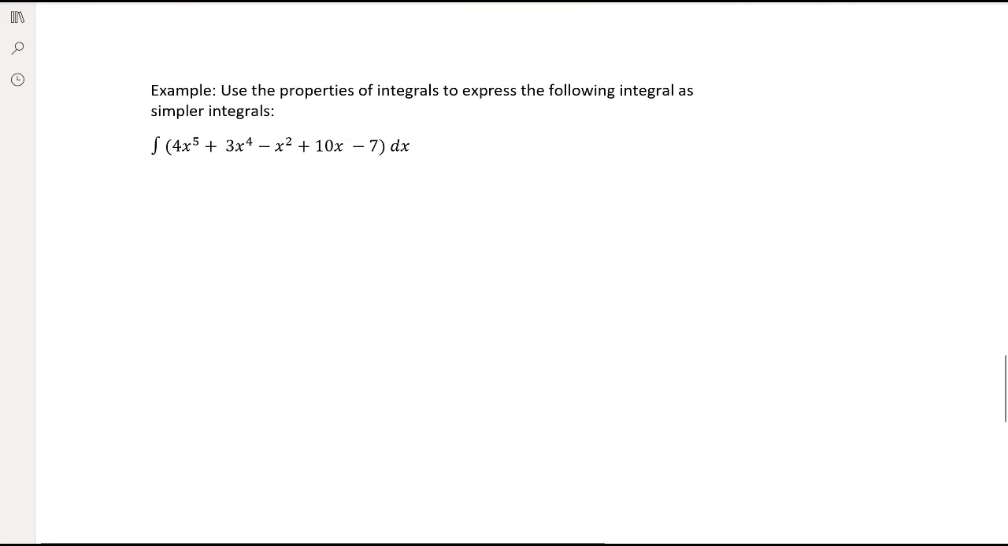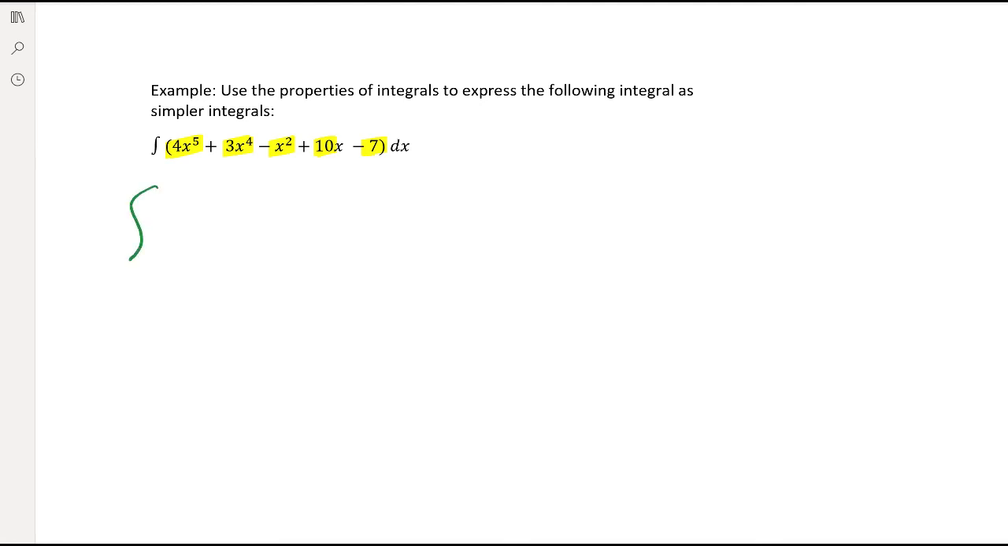For example, use the properties of integrals to express the following integral as simpler integrals. All right, so what they mean here is that they want us to apply the sum and difference rule and the constant rule to break this single integral up. We can break it up into 1, 2, 3, 4, 5 different integrals because of the sum and difference rule. So what does this look like?